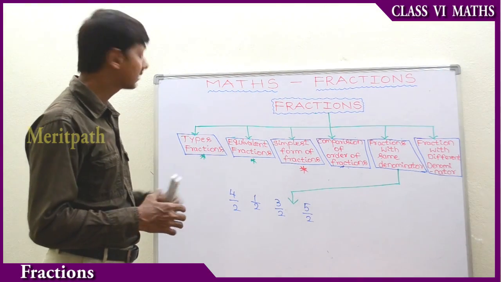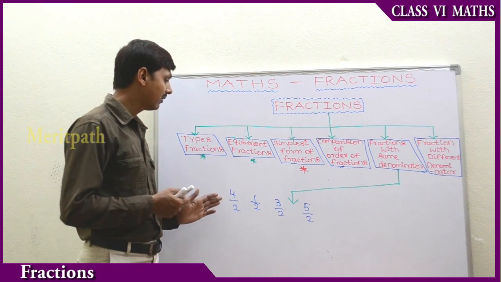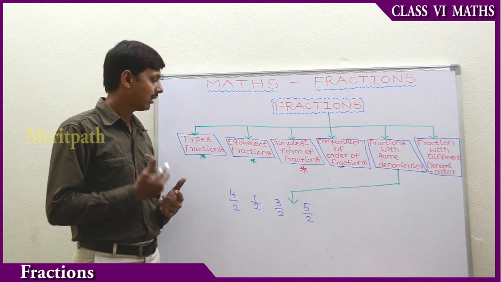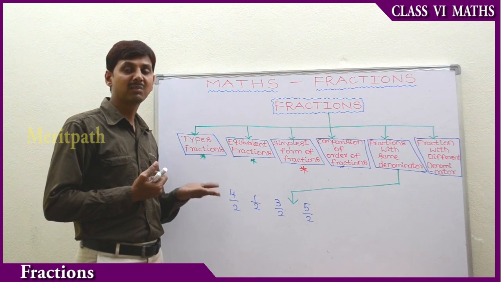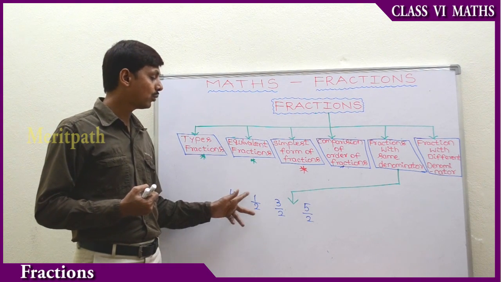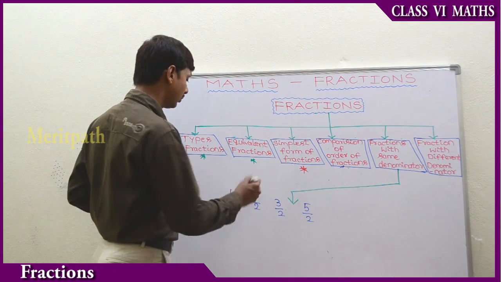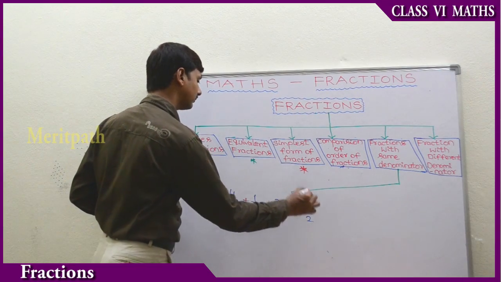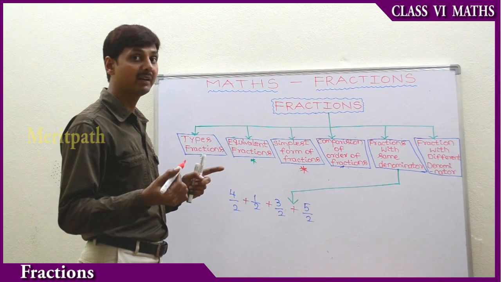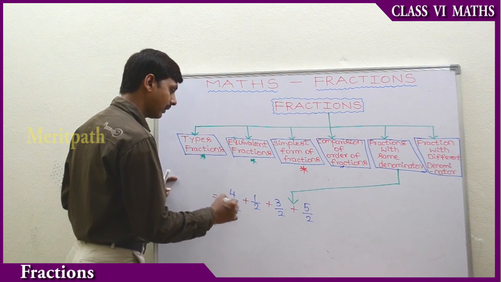Earlier we discussed types of fractions. In that, like fractions are those which have the same denominators. If like fractions are there, we can do simplification like addition or subtraction. So 4 by 2, 1 by 2, 3 by 2, 5 by 2, all these fractions can be added because these are like fractions. Like fractions can always be added.